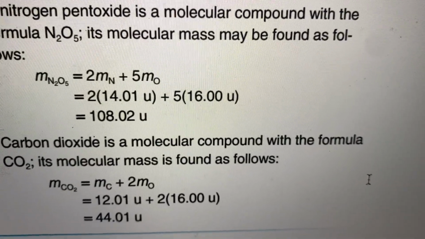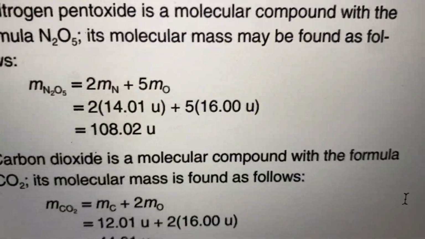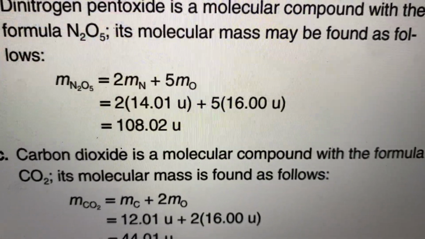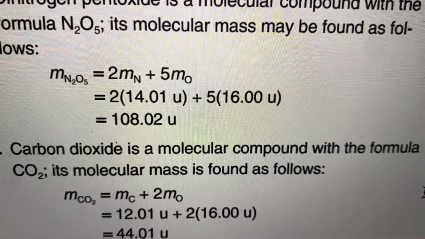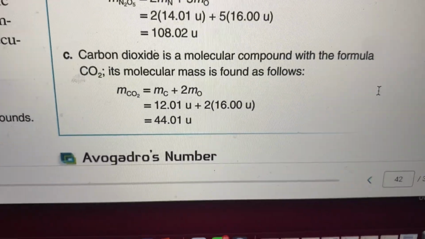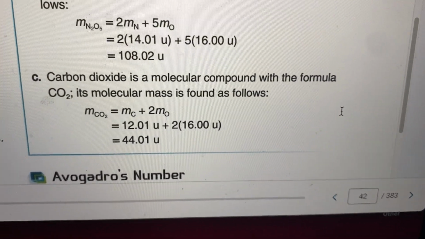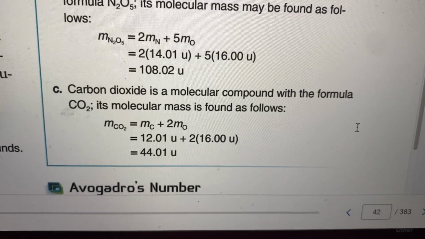108.02 units, because we have to make sure we use the right sig figs, the 0.02, because that's what's in our addition. We can't go any less than that, right? So 108.02 is going to be our answer. Just adding up those masses that you get right off the periodic table. And we learned how to do that.